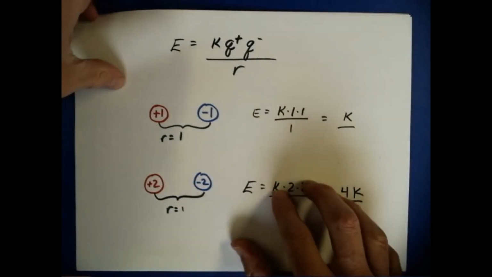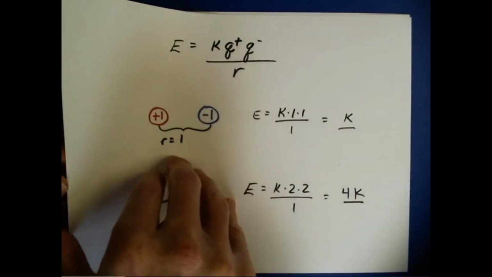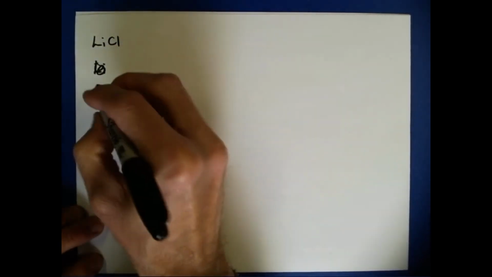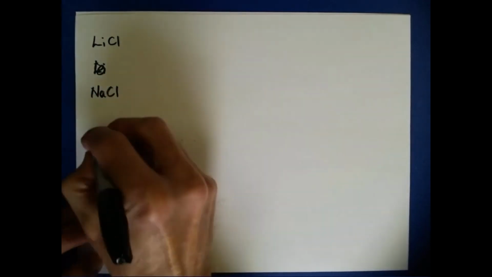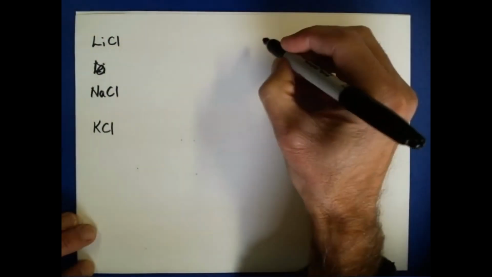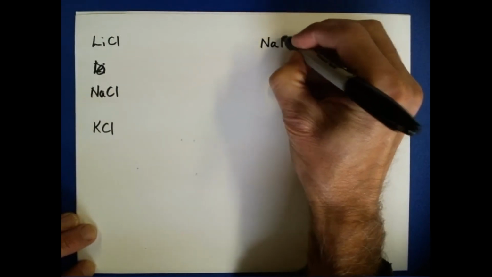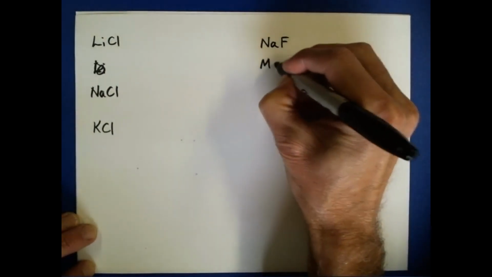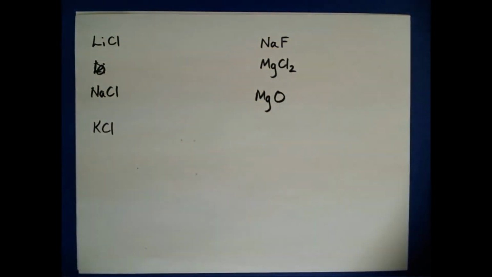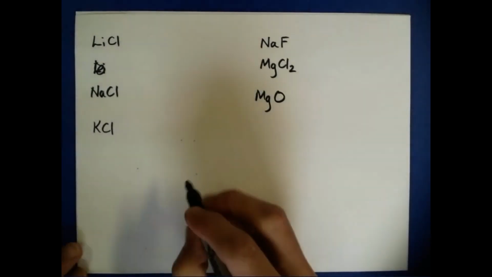Now, based on this and what we already know, we're going to make some predictions. So let's see. We're going to look at lithium chloride, sodium chloride, and potassium chloride, and we're going to estimate which of these has the strongest ionic bond. We'll also do the same for sodium fluoride, magnesium chloride, and magnesium oxide. And we're going to keep this in mind.